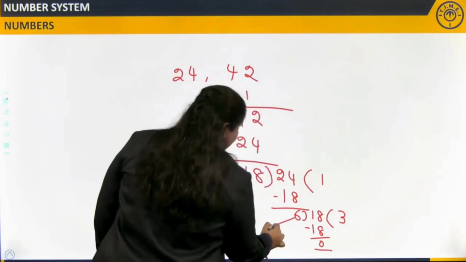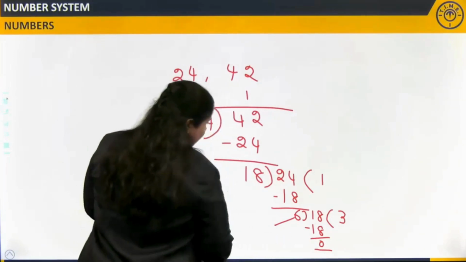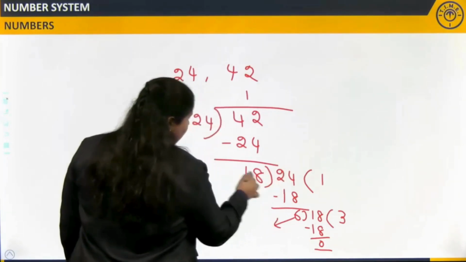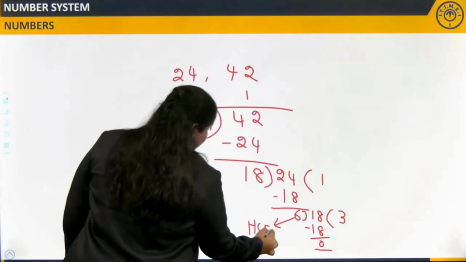Now, this is the divisor which gave you the remainder 0, right? You did not get a remainder 0 anywhere else. Here only you are getting it. So, this is the HCF. Earlier we did the same.